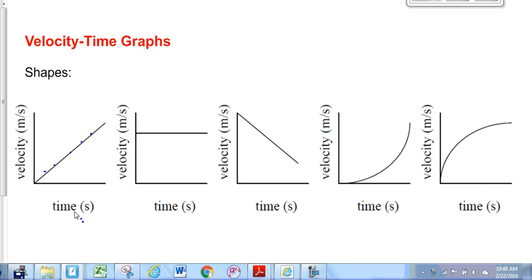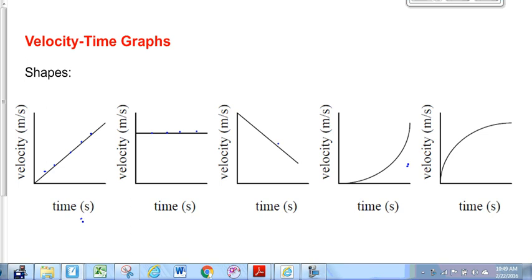What about the second one? Constant velocity. If it was a position time graph, it would be stopped, right? But it's a constant velocity here because you can see the velocity is not changing. What about this one? Good. It's a decreasing velocity. Let's call it a constant negative acceleration, but decreasing velocity works there. What about this one?